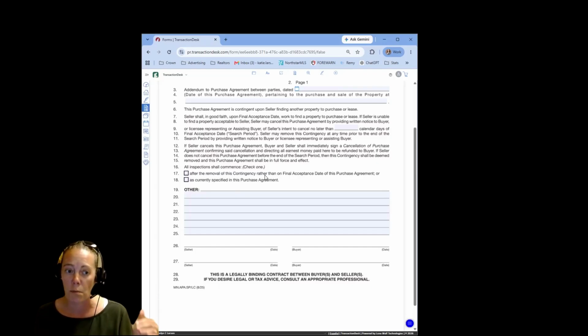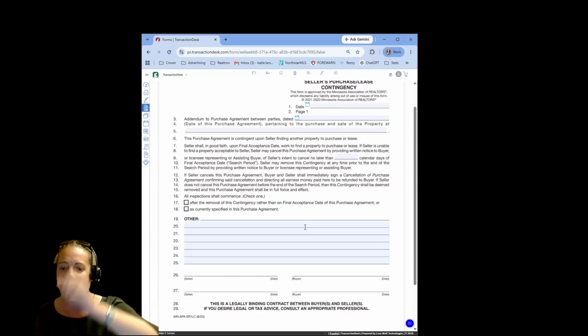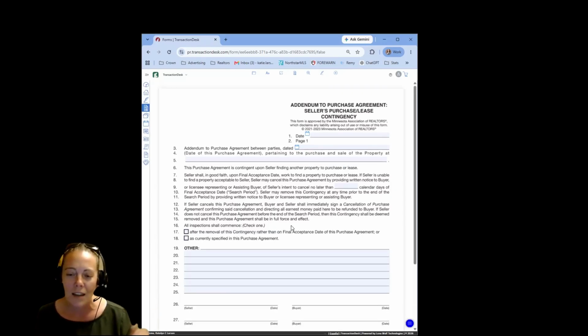The first box is after the removal of this contingency. So seller has found a house, seller's told buyer, yep, we're good to go. Then the inspections start. Or the inspections happen as normally specified in the purchase agreement based on the final acceptance date. This is important, especially for your buyers for a home inspection. If they put in an offer and the seller needs to use this contingency to be able to find a house, the buyer doesn't want to waste their money, $600 on a home inspection, if the seller can't find something. That's not worth it to anybody. So my recommendation is to do after the removal of this contingency.